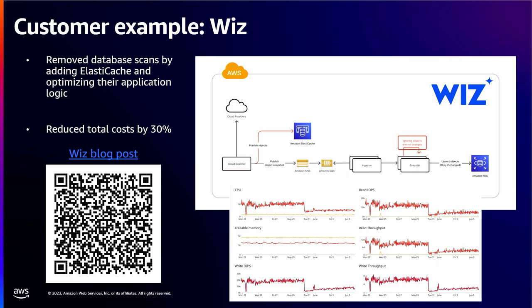So what they did is they were able to offload a lot of I/O from their Aurora database into ElastiCache. And you can see that in these graphs at the bottom here. They also reduced their cost by 30%, and that includes the cost of adding ElastiCache to the equation. So this is a really good example of realizing the performance and cost benefits of adding a cache.